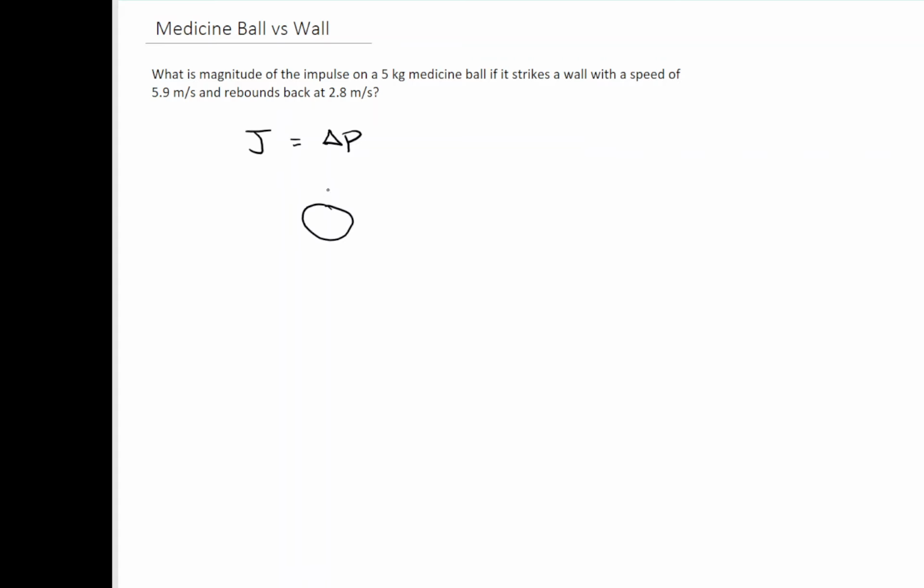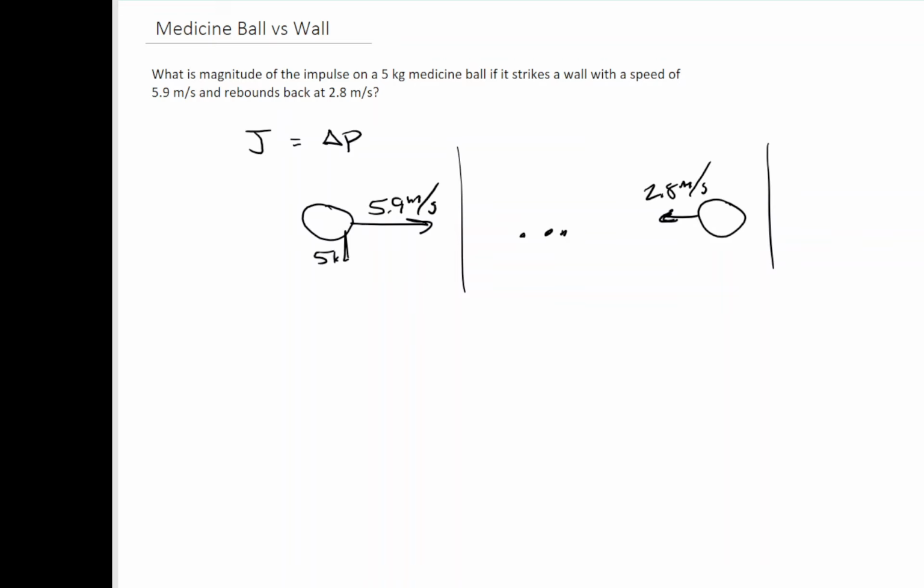Let's draw a picture. Here's the medicine ball. It's going to collide with a wall, moving with a velocity of 5.9 meters per second. Later, that medicine ball is going to rebound off the wall to the left at 2.8 meters per second. We have a mass of the medicine ball of 5 kilograms. That's going to remain the same. And we want to know the change in momentum of that medicine ball.